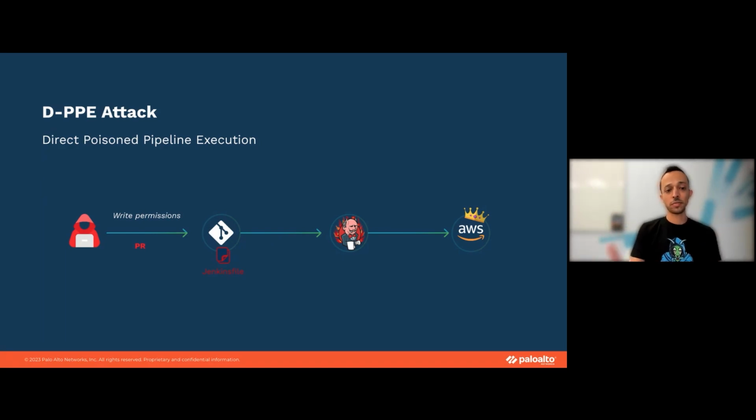As you remember, the next phase is that credentials are loaded into memory and sent to the attacker's server, which can now directly access the cloud environment. And that's direct poison pipeline execution, direct PPE, because the attacker poisons the pipeline by directly modifying the configuration file that defines the pipeline, defines what the pipeline should execute.